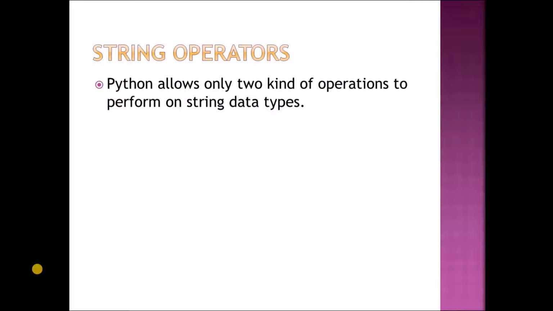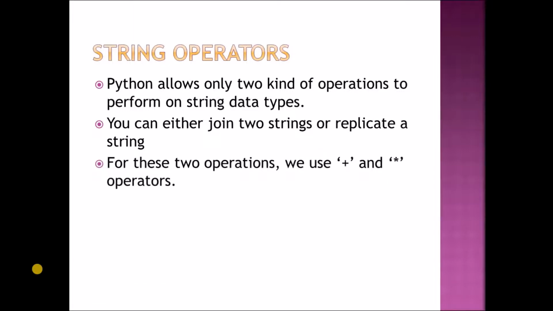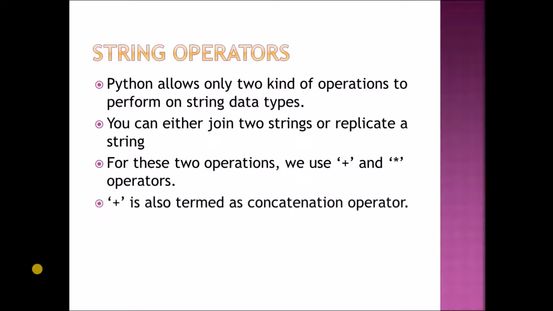Moving on to the next part, we have string operators. String operator means when we work with text data. Now, with the string operator, we can either join the two strings or replicate the two strings. To join the two strings, we use the plus operator. And to replicate the string, we use the asterisk operator. So the plus operator is also known as concatenation operator, where we join two text values. And the multiplication operator is also known as replication operator, because we will write that particular string the number of times we want.